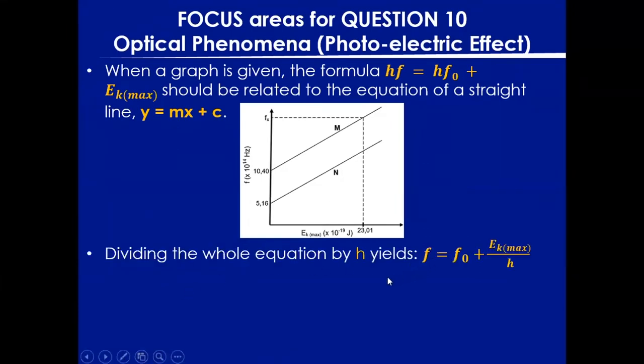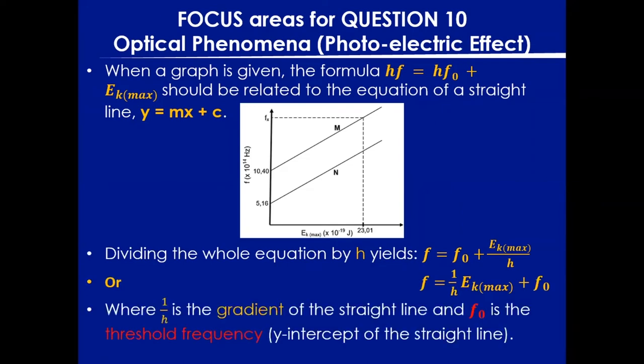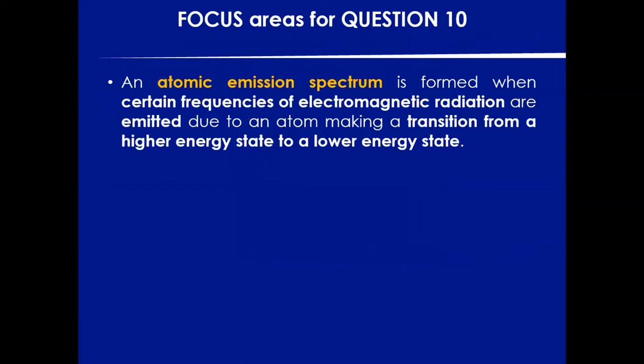So this is what I did then and showed you that it comes there. I did it slowly. Now you start with 1 over h, Ek max plus f naught, and then you will see that the gradient is 1 over h, and f naught is the threshold frequency, which is your y-intercept. So when you're given any question, look at what is given on the y-axis and the x-axis, look at your equation, and readjust so that whatever is on the y is the subject of the formula.